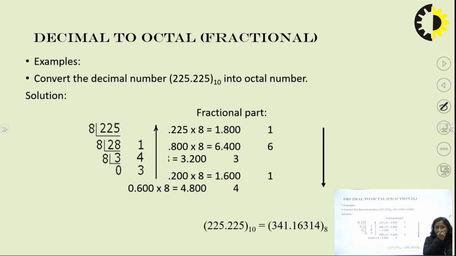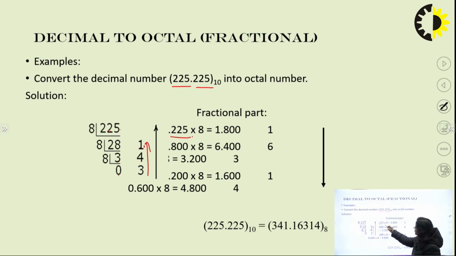Now moving towards the fraction part, we use the same technique, that is, multiply the fraction part by 8 and retain the integer part, and further multiply the fraction part until it becomes 0, or we move up to 4 to 5 steps and then we stop. So for the integer part we divided by 8, 225 divided by 8, the remainder is 8 2s are 16, 6 and 5, 8 8s are 64, 1 is the remainder, then again 8 3s are 24, 4 is the remainder, then 0, so it is 341.